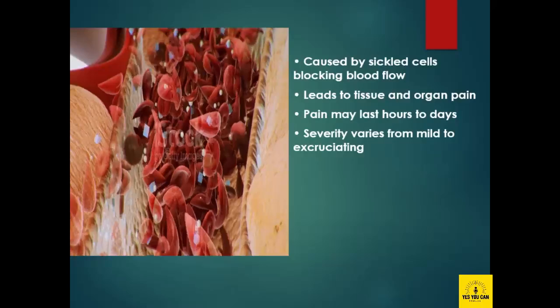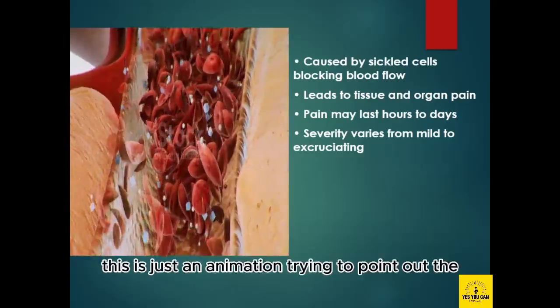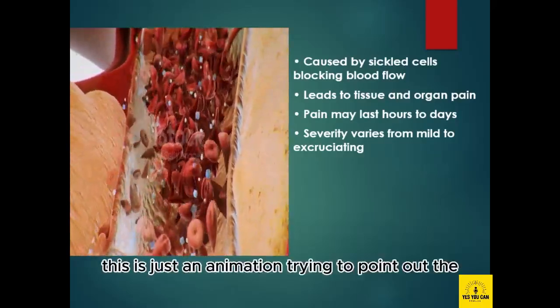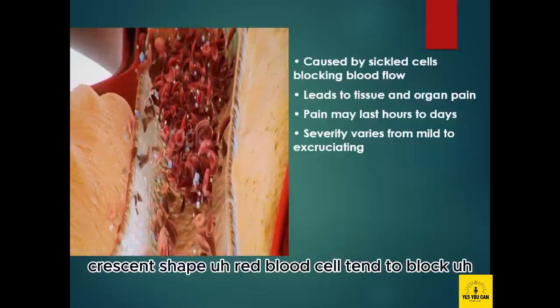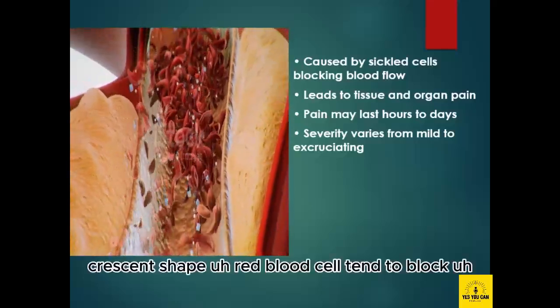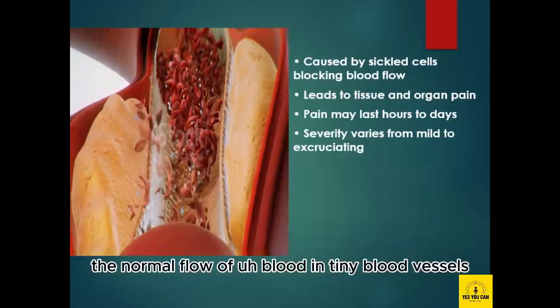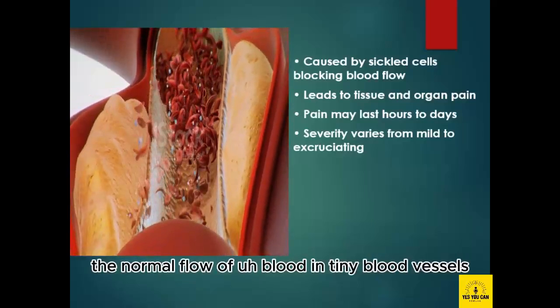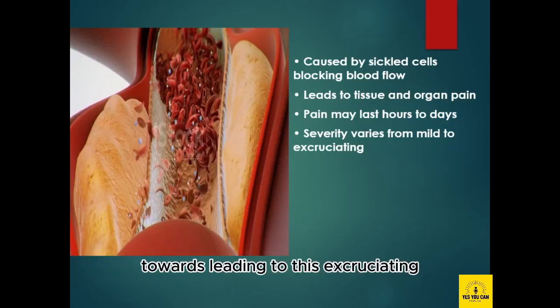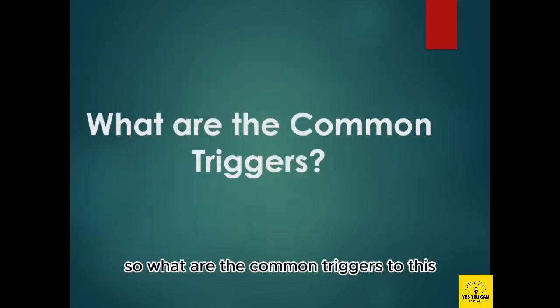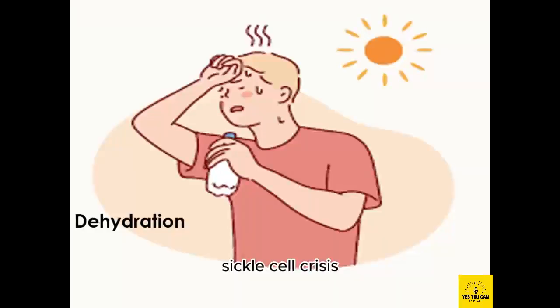So as you can see, this is just an animation trying to point out how these crescent shaped red blood cells tend to block the normal flow of blood in tiny blood vessels, thus leading to this excruciating pain. So what are the common triggers of this sickle cell crisis?